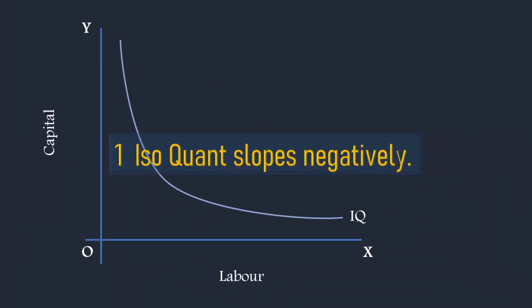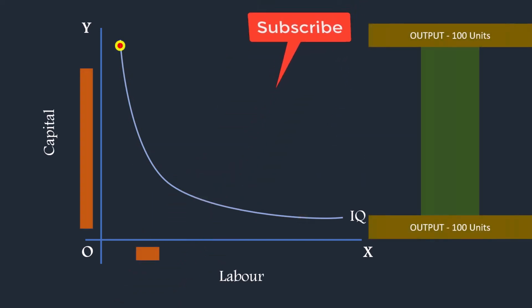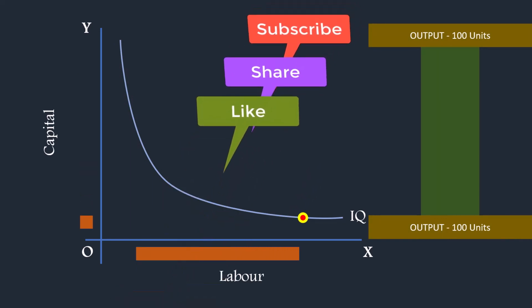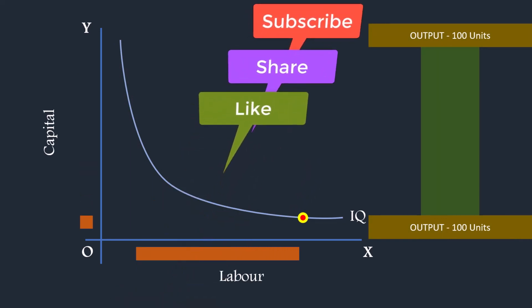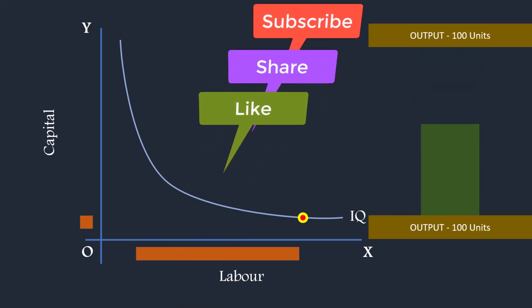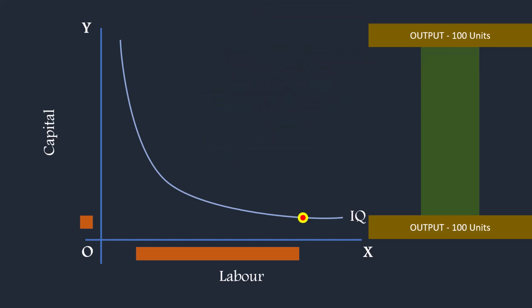1. Isoquant slopes negatively. The isoquant slopes downward from left to right. As the producer slides down from left to right, he goes on substituting labor in the place of capital. When he withdraws a few units of capital, the output is reduced, and when he employs additional units of labor, the output is increased. The reduction in output is exactly compensated by an increase in output.